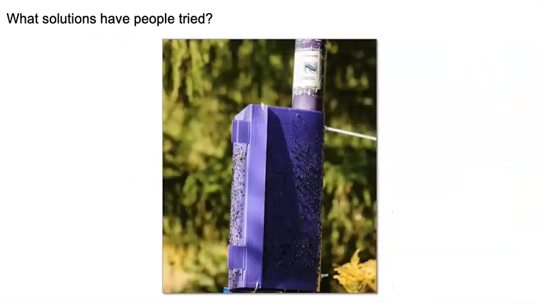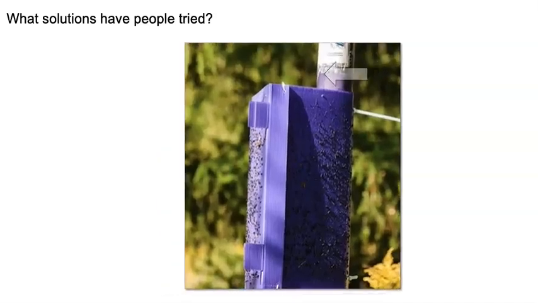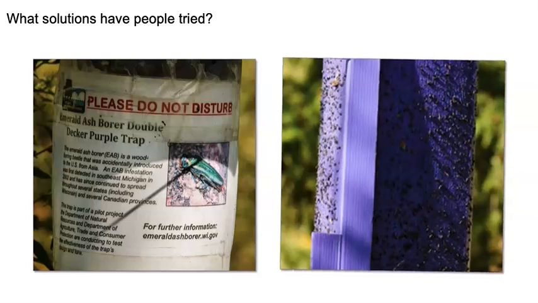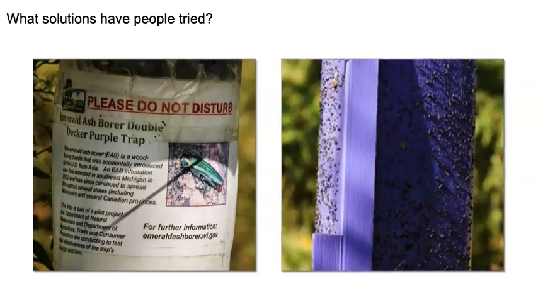And here's another solution. Can you tell what it is? Maybe this sign will help. Oh, this is an emerald ash borer trap. Those are insects stuck to the outside of the trap. Yuck. A trap would certainly help stop the spread of the emerald ash borer.